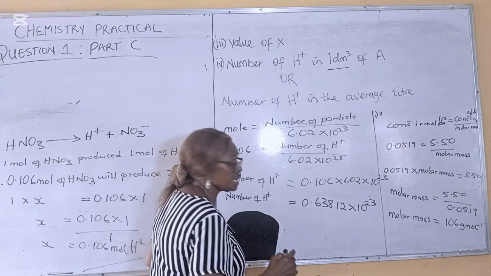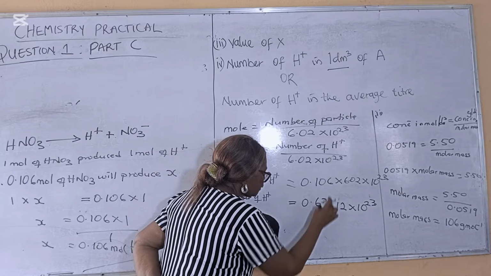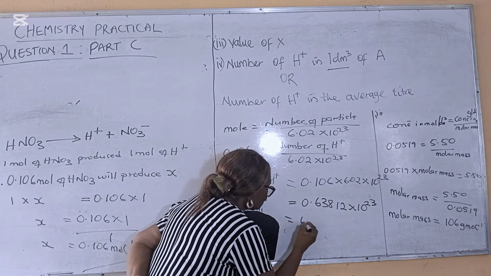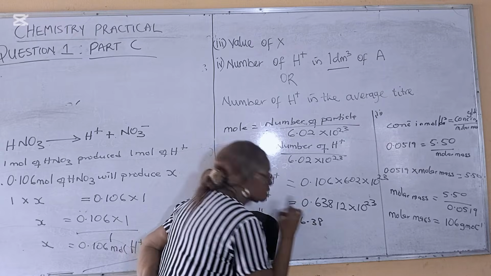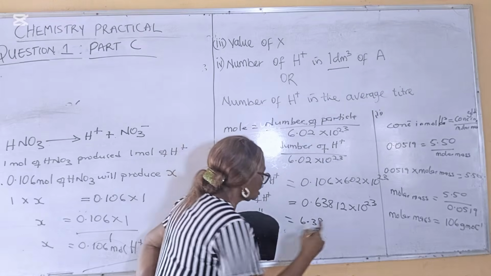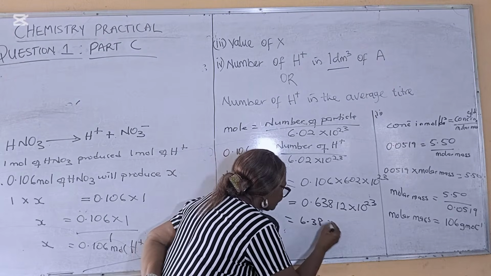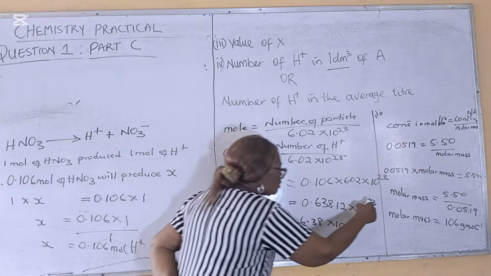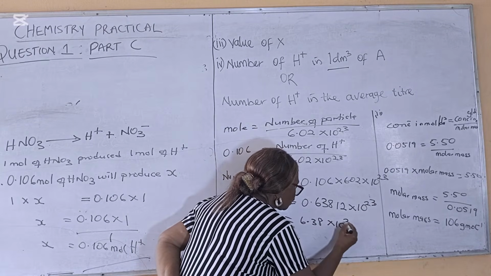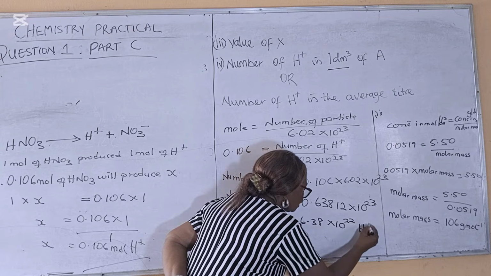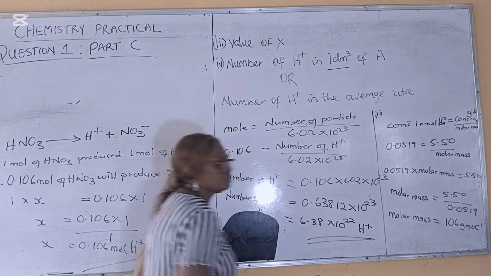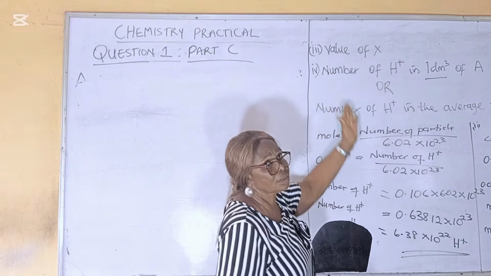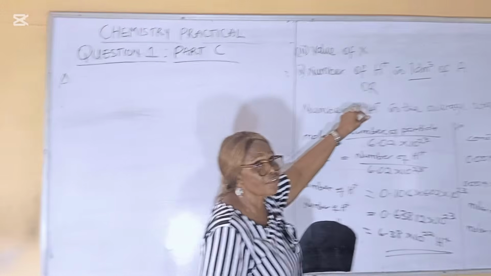Remember, we are going to put that in standard form. So this dot will be shifted by only one space. So it will now be 6.38, three significant figures. Forget about the other ones. Times 10 raised to the power, I moved a space, so I have to remove 10. So it will now be 10 to the power 22 hydrogen ion. That's the answer. Now, if you are asked, that was why I put "or". It's either this or this. No examiner will ask you two of them at the same time.